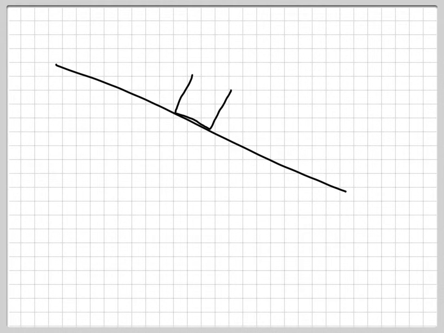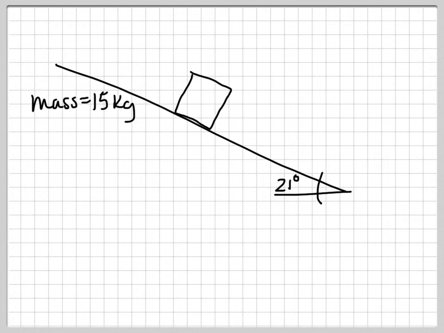So we've got a ramp here. We have a 21-degree angle with the ground. And we've got an object on that ramp. Mass of the object is 15 kilograms.